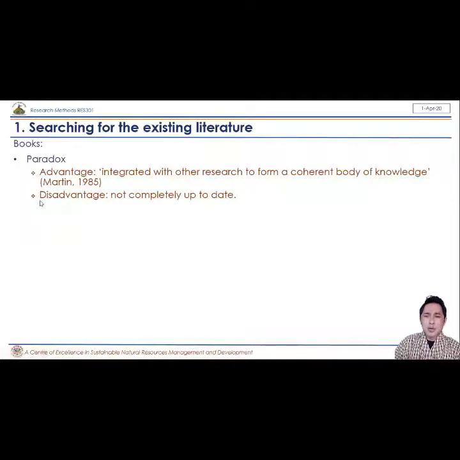The disadvantage, however, is that for you or for us to publish any book, it takes nearly around 5 to 10 years. So writing a book is not an easy way. We need to really review literature. We need to really compile. We need to really design the book.